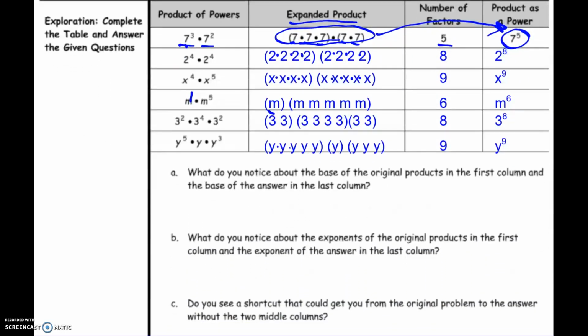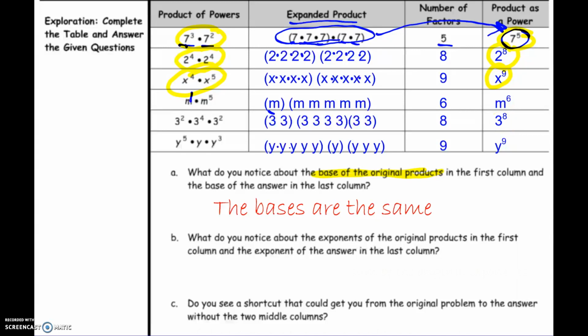So, here are some questions about this table. First of all, what do you notice about the base of the original products and how it relates to the bases in the answers? Well, it's not a trick question. The answer should be obvious. The bases are the same. All these m's are the same as this m. All these 3's are the same as this 3.